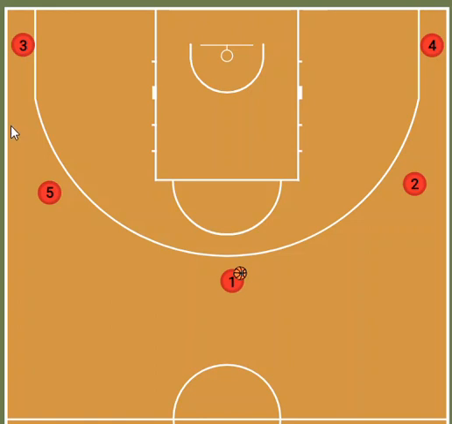The gist of a 5-out offense with a pass and cut is really that once you pass the ball, you must cut. So if 1 dribbles up, you can pass either way. They pass to either 2 or 5. Let's say that he passes to 2. 1 must cut to the basket looking for the ball, right?